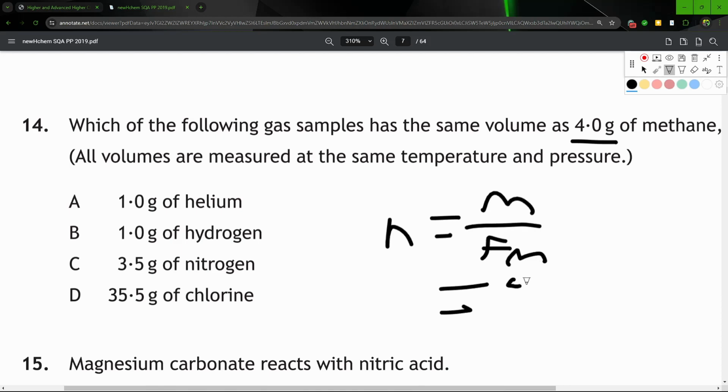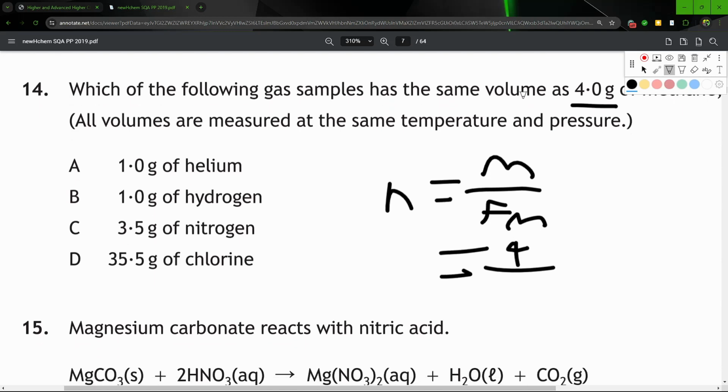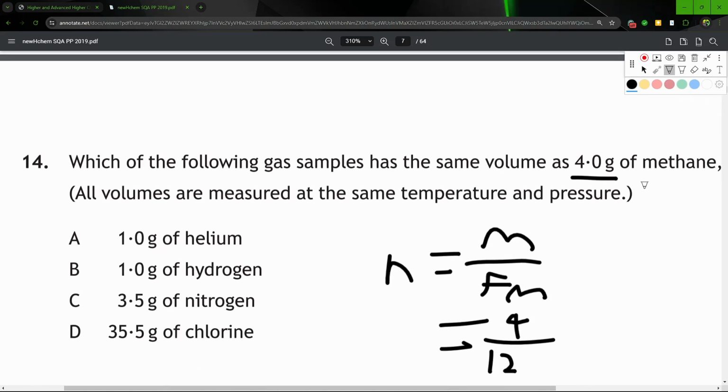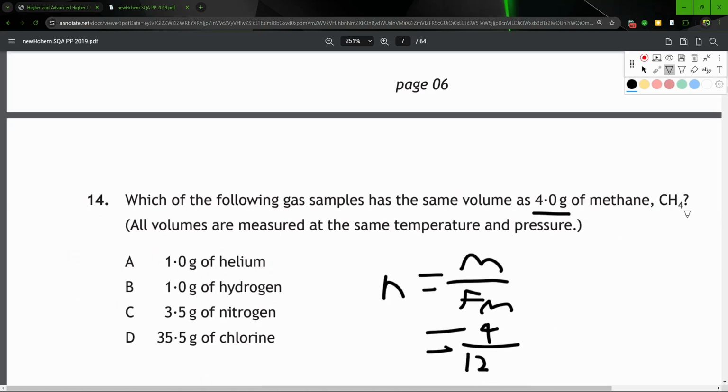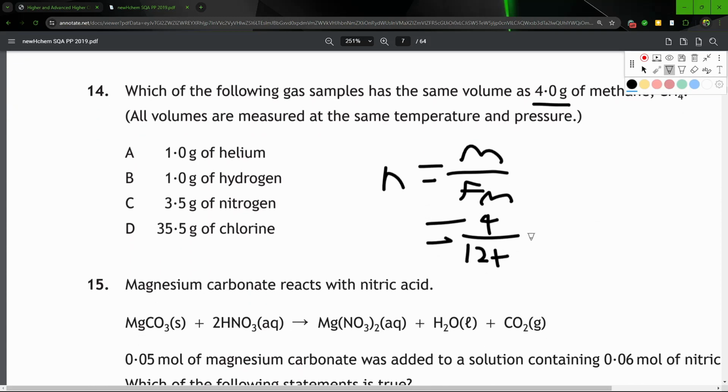Now we've got 4 grams of methane, and the formula mass, well, that's 12 because carbon's 12, and then it's got 4 hydrogen atoms, so it'd be 12 plus 4, so 4 over 16, which is 1 over 4 if you simplify it, right? So we're looking for something with 1 over 4 moles, and well, let's go through it. Bottom from the top again, why not?